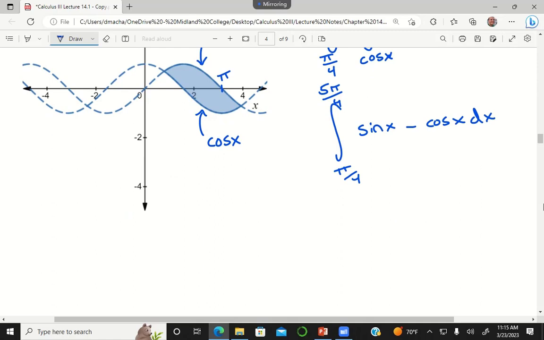So like in this case, the antiderivative of sine is going to be negative cosine. The antiderivative of negative cosine is going to be negative sine. And this is going to be from pi over 4 to, oops, sorry, not the integral anymore, we're just evaluating this at 5 pi over 4 and pi over 4.